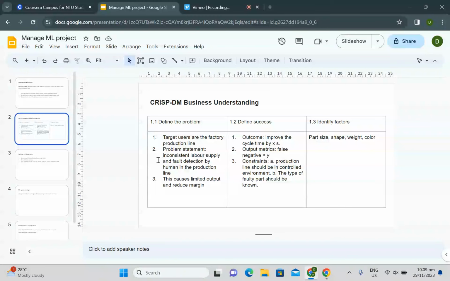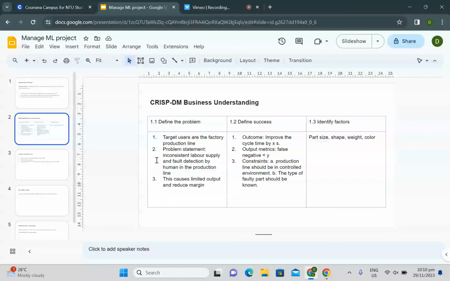And just now I mentioned the inconsistent labor supply, and also the fault detection result is inconsistent by humans in the production line. And this normally either limits the production output or reduces margin if the false positive or false negative rate is too high. And in terms of the output, we can improve the cycle time by, let's say, 10 seconds.